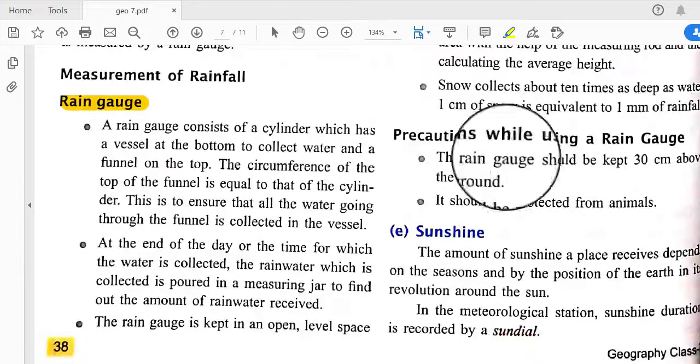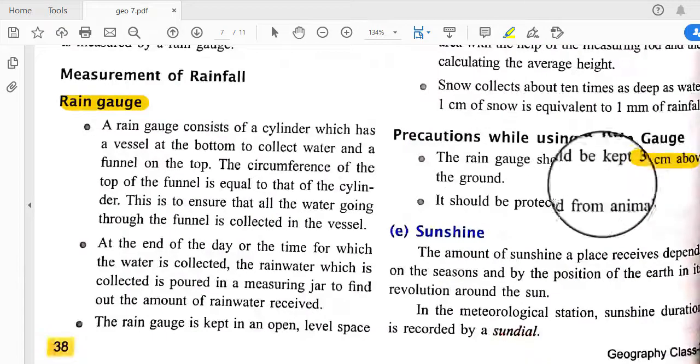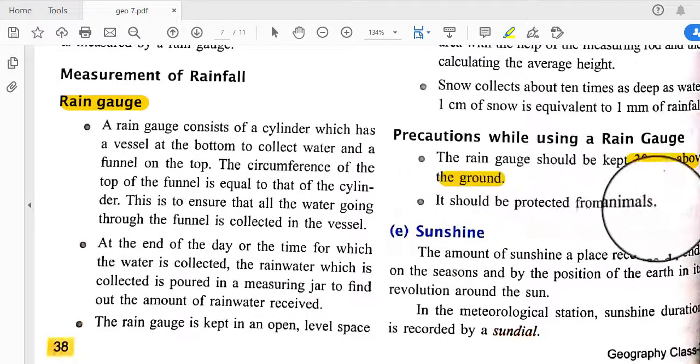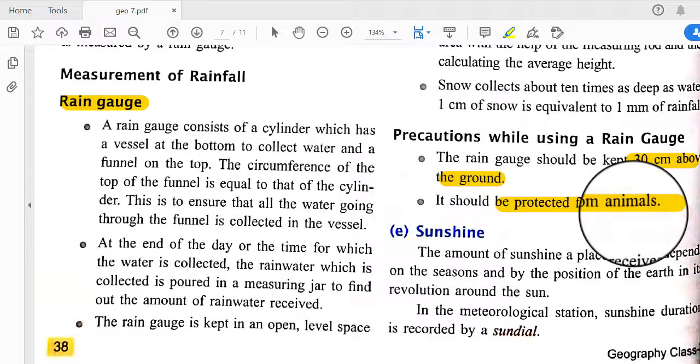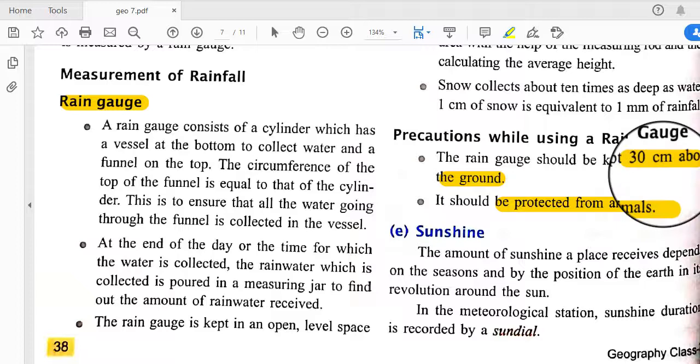Precautions while using a rain gauge: the rain gauge should be kept 30 centimeters above the ground. It should be protected from animals when we need to measure, and it should be situated 30 centimeters above the ground.